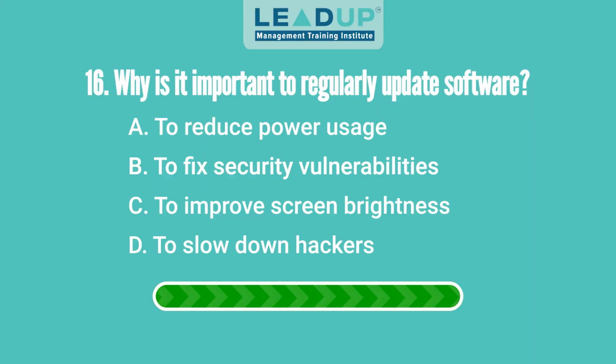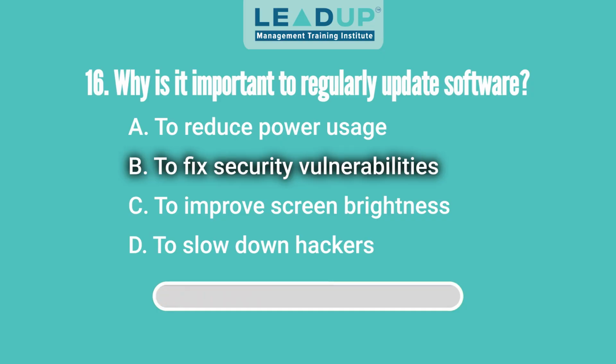Question 16. Why is it important to regularly update software? A. To reduce power usage. B. To fix security vulnerabilities. C. To improve screen brightness. And D. To slow down hackers. The answer is to fix security vulnerabilities.